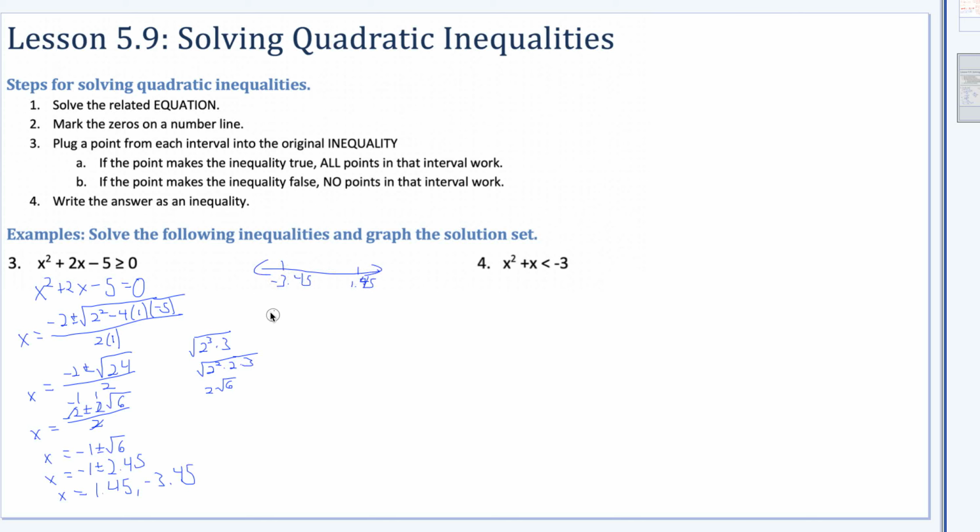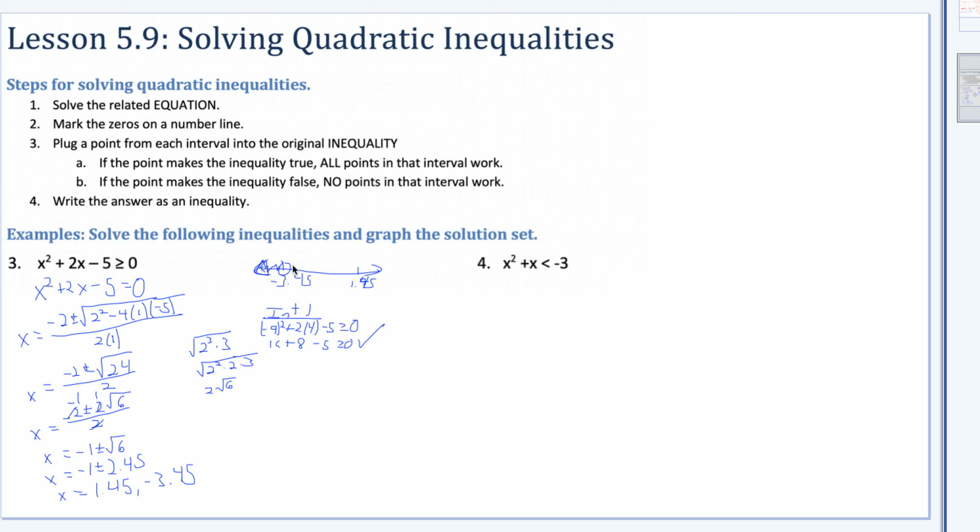And what we want to do is check our different intervals. So our first interval will be to the left of -3.45. Let's just say -4. So put -4 in there. That's -4 squared plus 2 times -4 minus 5. And we want to check, is that greater than or equal to 0? So again, what we're doing is plugging a point from each interval into this inequality. So this is going to be 16 plus 8 minus 5. That definitely is greater than 0. So we know that's going to work. So this section down here will work.